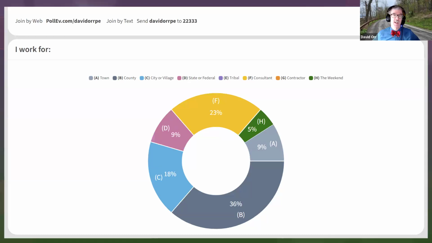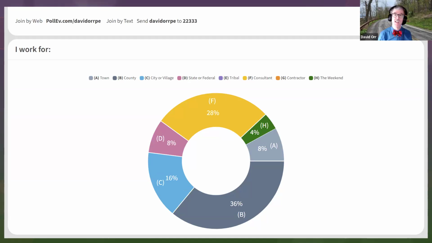Okay, so nice variety. I like it. Okay. So a lot of consultants and folks who work with counties. And then we have a blend of other municipal types. And 4% of you are working for the weekend.